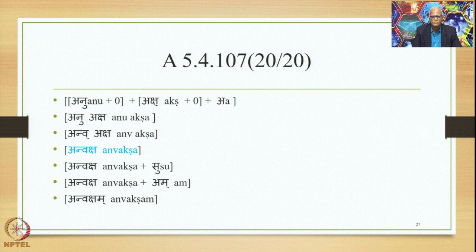Now we add the suffix su after it to be used in the sentence. Now the application of the sutra avyayadapsupaha would delete the suffix su, but because of the exception sutra navyayibhavad atomtva panchamyaha, this su is not deleted, rather it is substituted by am and so we have anvaksha plus am. And by the application of the sandhi rules, we get the form anvaksham, behind the eyes, anvaksham.